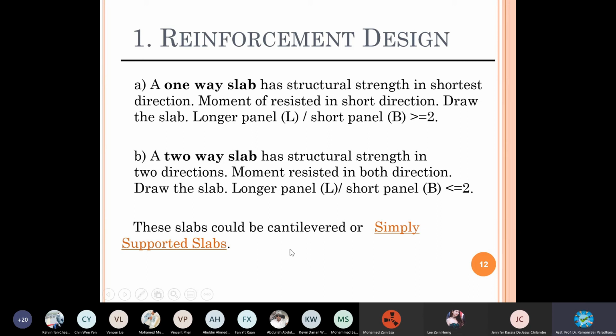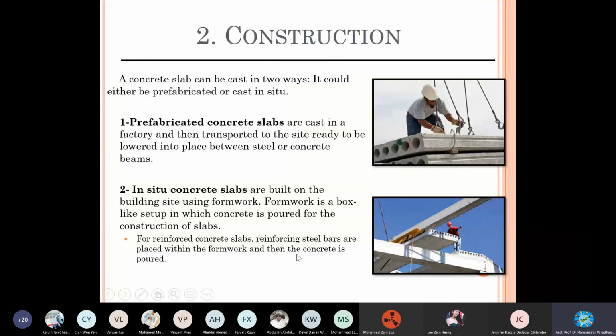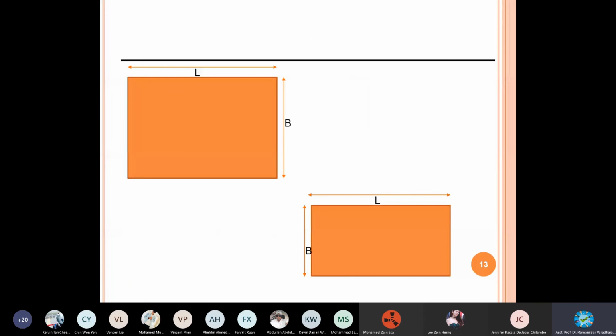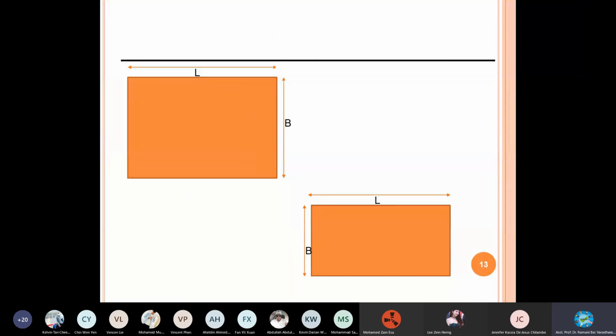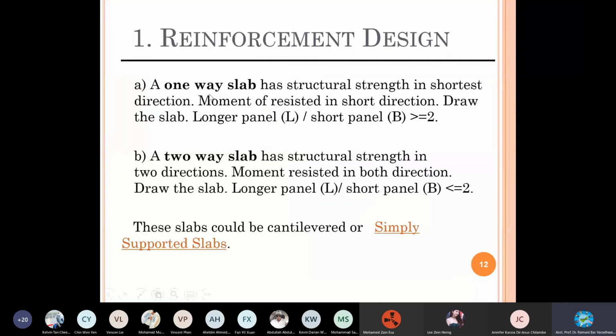One-way slab means, wait, on the picture. Okay, I can show from here. One-way slab means there is failure in one way only, hence you need to provide reinforcement in one direction only. Two-way, failure in both directions. I will give you the failure profile in the next class because it's getting very cold. Let me go through the theory first.